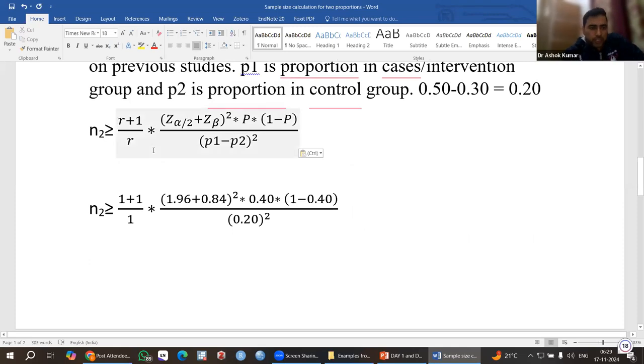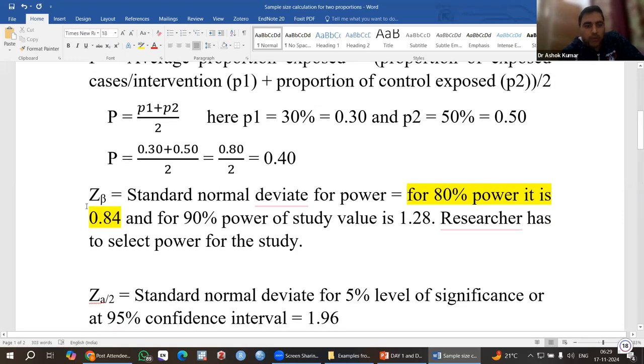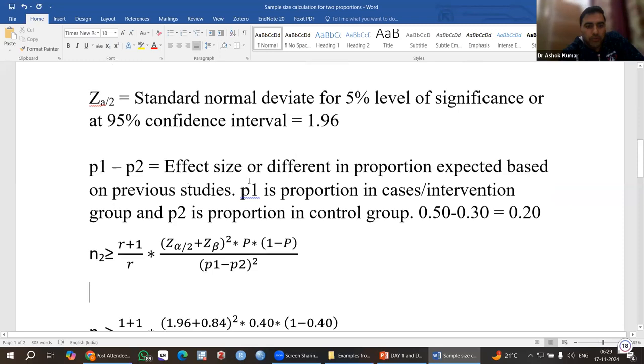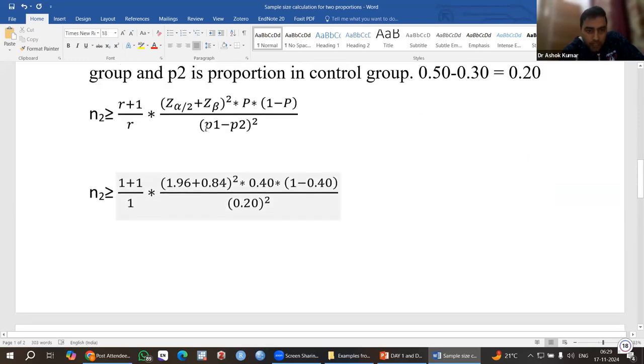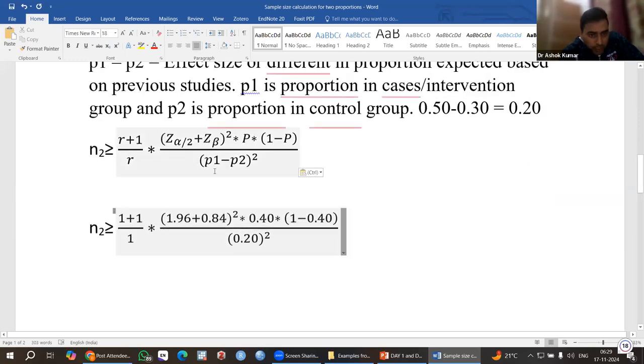I'll copy paste here. You can see here, we want R. R means the equal sample size in control or experiment, so R is equal to 1. When we put 1 here, this is 1 plus 1 divided by 1. Then multiply by Z alpha by 2. We have decided we want 80% power of the study, so it is 0.84. This is Z beta, 0.84, and Z alpha by 2, or 1 minus alpha by 2, is 1.96. We have to sum and square it.